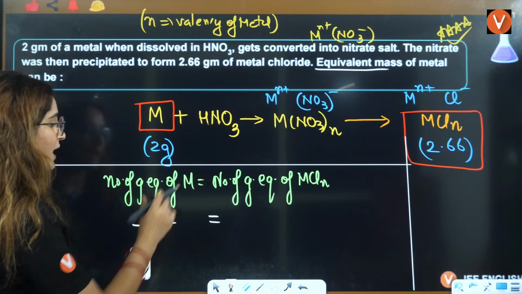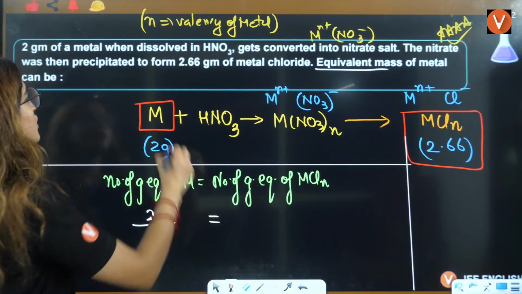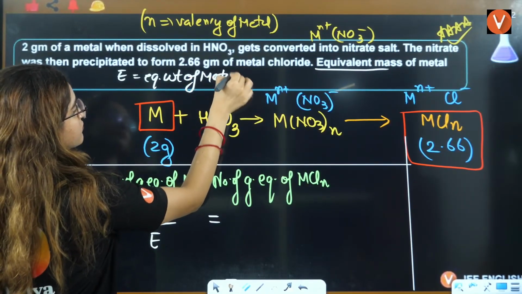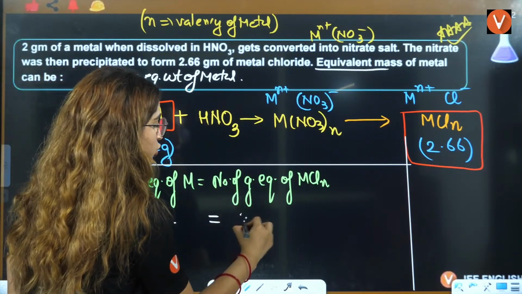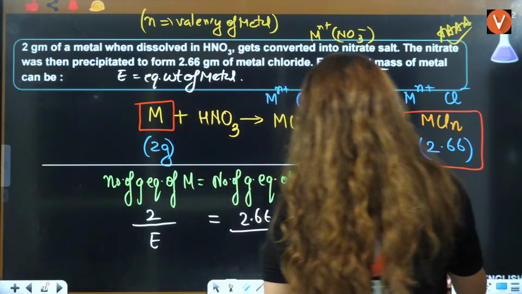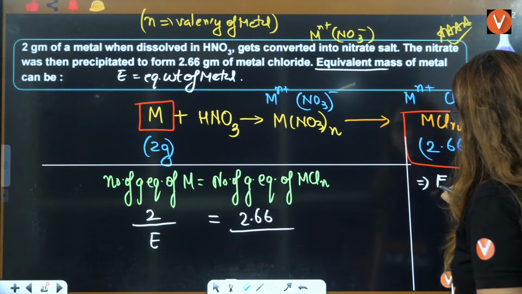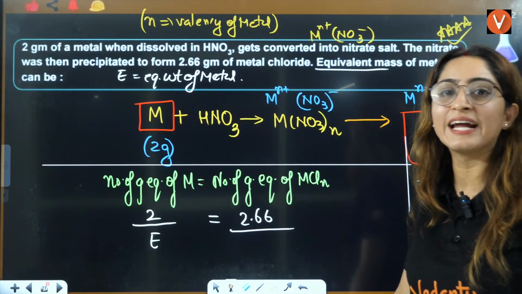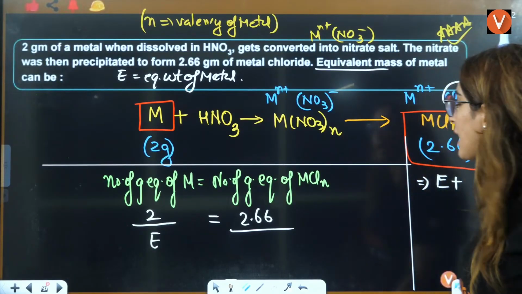That is 2 divided by equivalent weight of, let's say metal, I have taken it as E. So E is equivalent weight of metal, equals given mass by equivalent weight. What is given to you? 2.66 by equivalent weight. Here equivalent weight of MClN will be equivalent weight of metal plus equivalent weight of Cl. Cl is just one negative there. So that means valency is 1.